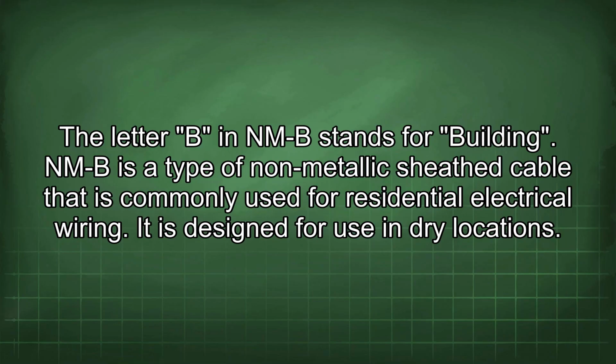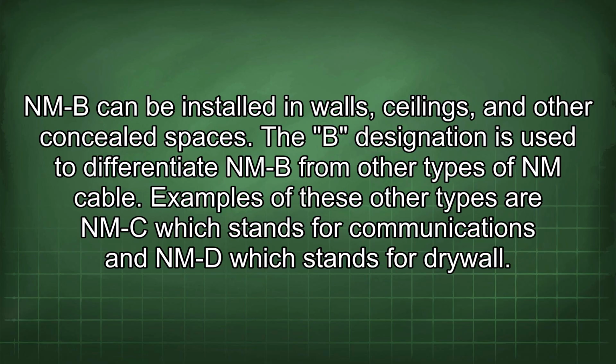The letter B in NMB stands for building. NMB is a type of non-metallic sheathed cable that is commonly used for residential electrical wiring. It is designed for use in dry locations. NMB can be installed in walls, ceilings, and other concealed spaces.